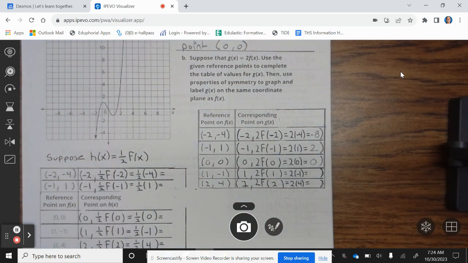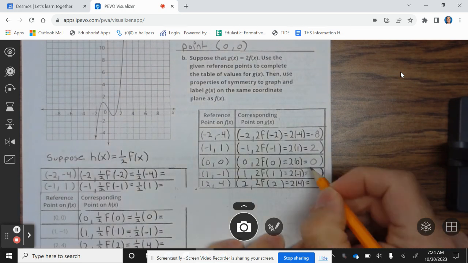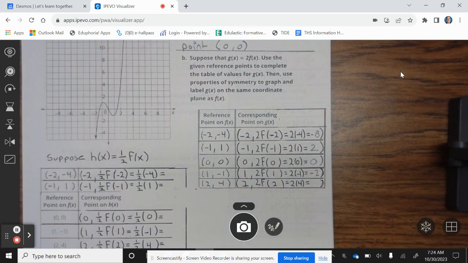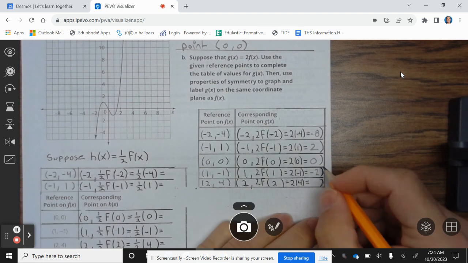When the reference point is 1, -1, the corresponding point of g of x is 1, 2 times f of 1 equals 2 times -1, which is -2. When the reference point is 2, 4, the corresponding point on g of x is 2, 2 times f of 2 equals 2 times 4, which equals 8.